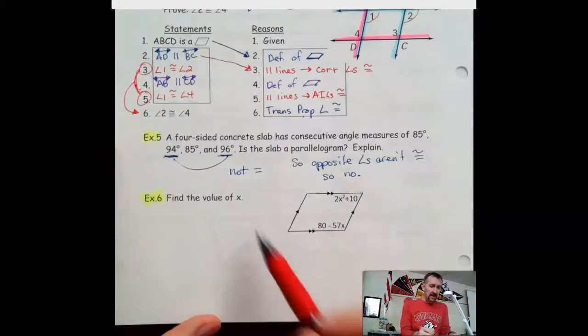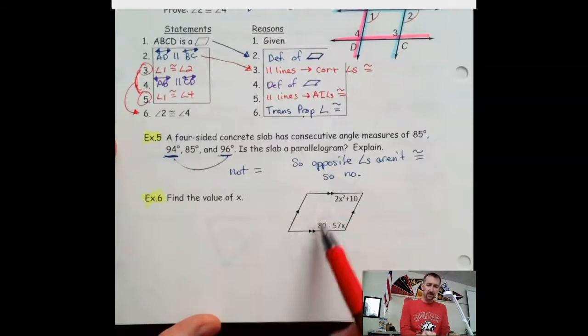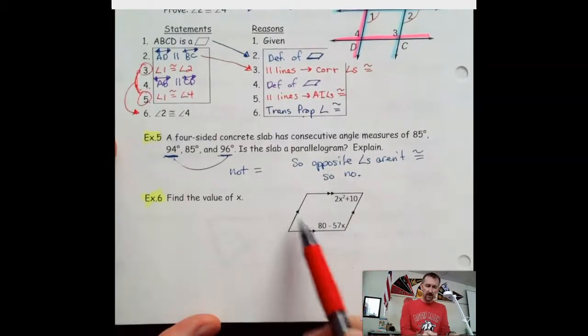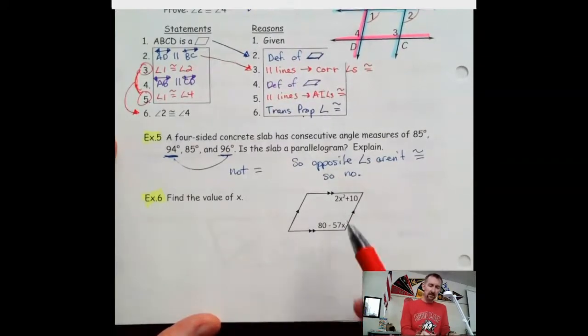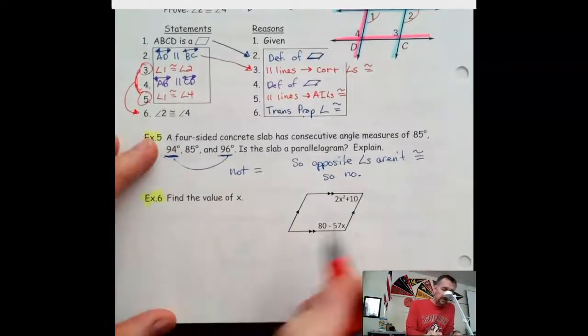Okay, so last one here, and we can see that the opposite sides are parallel. That's what that means. Those two are parallel, and that means those are parallel. So it's a parallelogram. These are consecutive angles, so that means consecutive angles are supplementary.